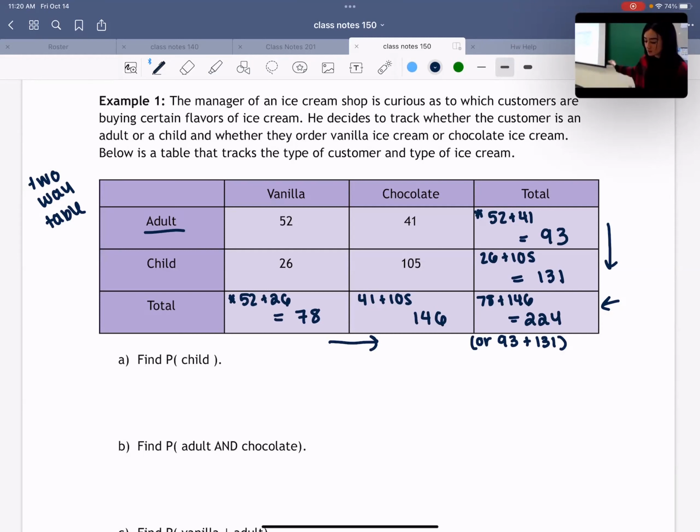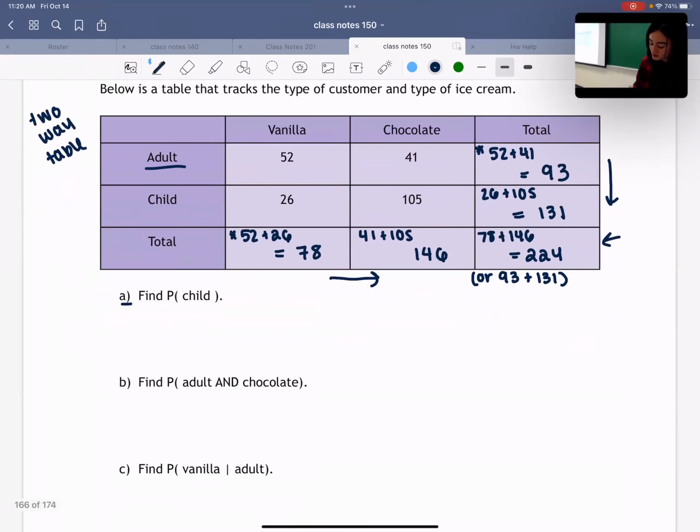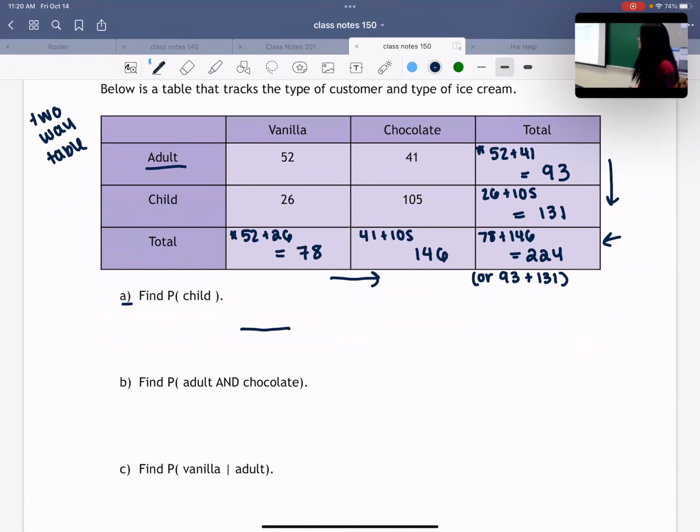And before we even get to conditional probability, let's see how we can find normal probabilities with this table. Part A says, let's find the probability of selecting a random person and it's a child. You need a fraction, right? Now, what number do you think should go on top? 131, and why is it 131?